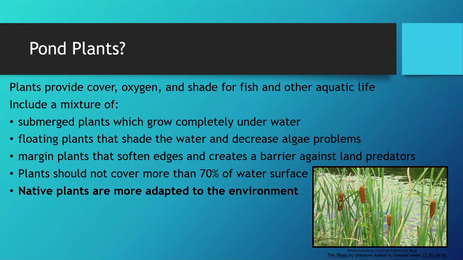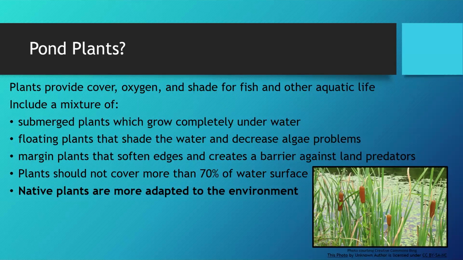There are 3 types of plants for ponds. Submerged plants, which grow completely underwater. Floating plants that will shade the water and decrease algal problems, and plants on the margin, which conceal the pond liner, soften the pond edge, and create a natural-looking barrier.